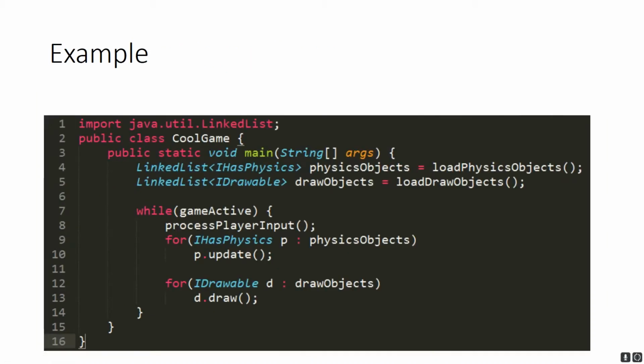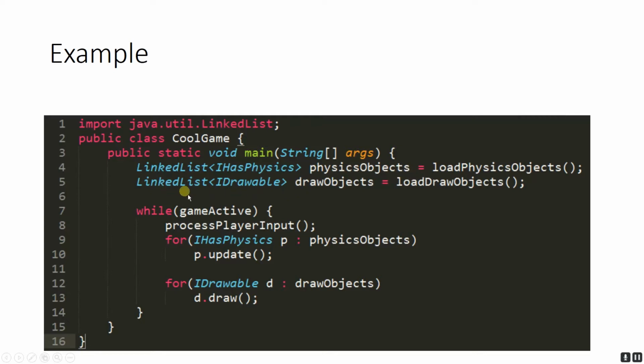This is a basic running of our game. Not a very good game, but it's still what we need. So we've included the linked lists library, and we've created 2 linked lists. The first one, we can see that we call the method called loadPhysicsObjects. We can pretend that this one goes off to a file and loads in all the physics objects and returns a linked list of IHasPhysics objects. And we put it into this linked list here, physicsObjects.